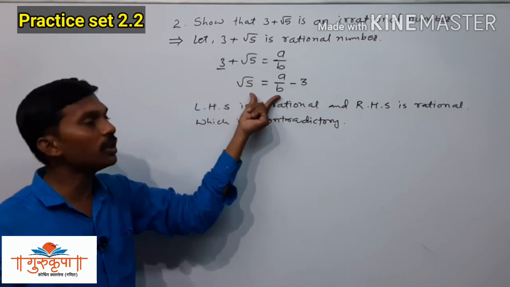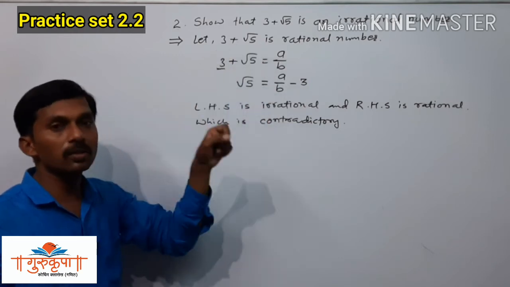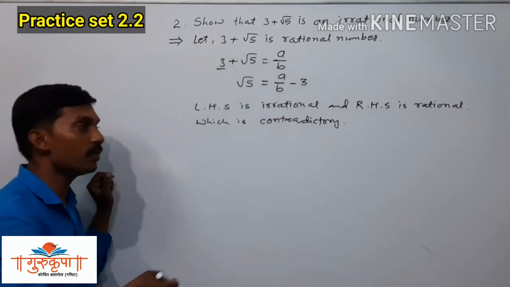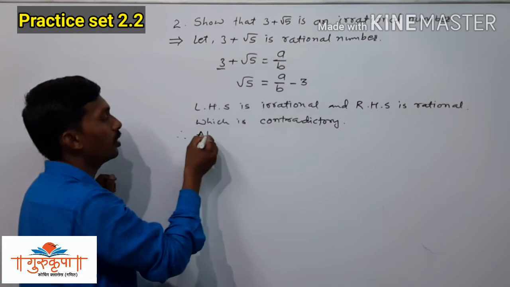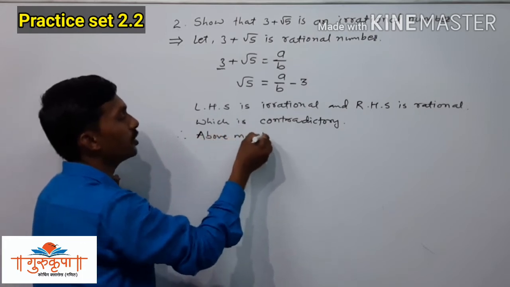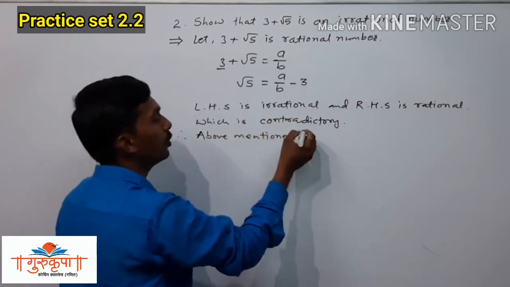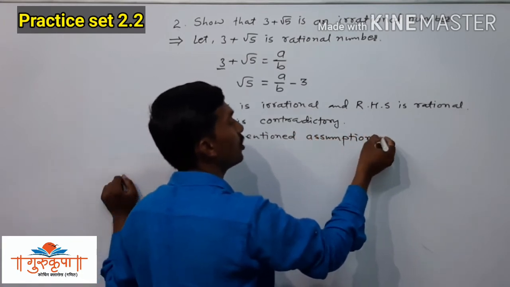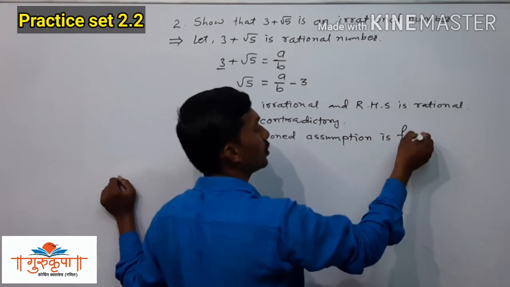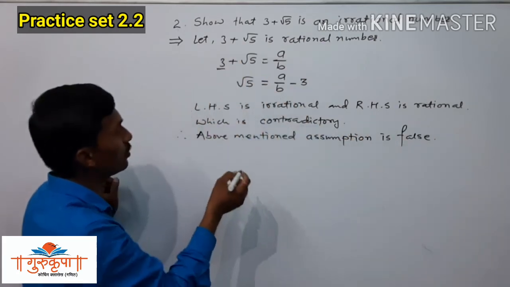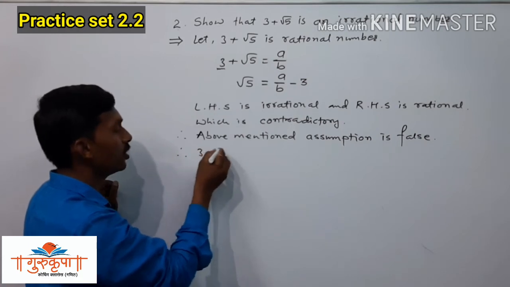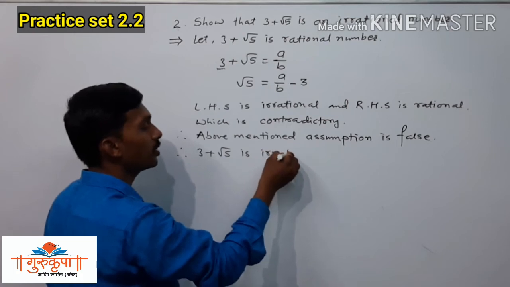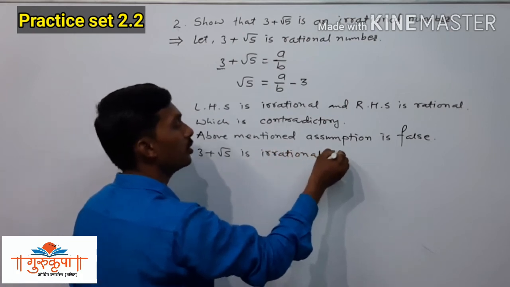Why we get this impossible equation here? Since our assumption is wrong. So you can represent here, above mentioned assumption is false. Therefore, above mentioned assumption is wrong. Above mentioned assumption is false or is wrong. Therefore 3 plus root 5 is irrational number. 3 plus root 5 is an irrational number.